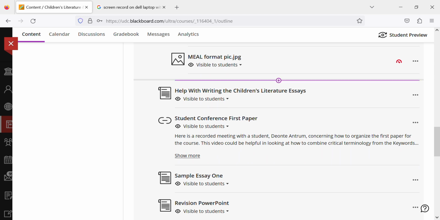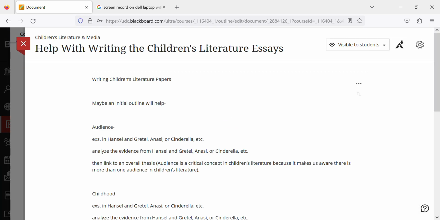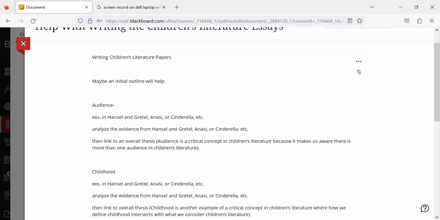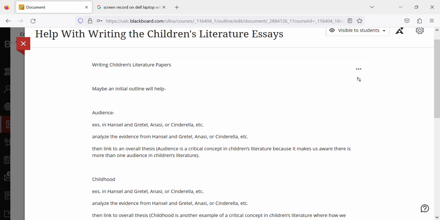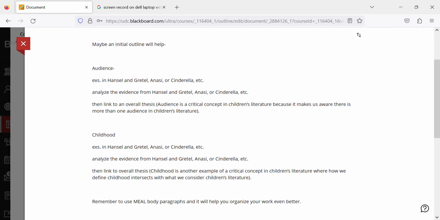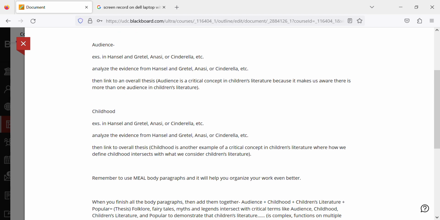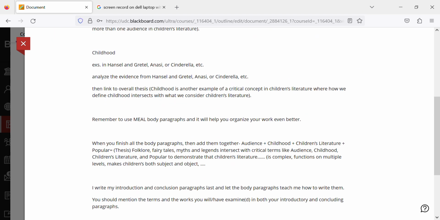In that week 3 folder, there's also a help with writing the children's literature essays. I'm going to click on that real quick, because the intention is for you to write 5 essays that use each of the critical terms from the keywords. When you look at something like audience or childhood, that should be the main theme of your body paragraph. If there are 4 keyword terms, you would have 4 body paragraphs. If there are 3, you would have 3. Each unit usually has 3 or 4 keyword terms, and the idea is that they will add up to a longer essay by the time we finish.